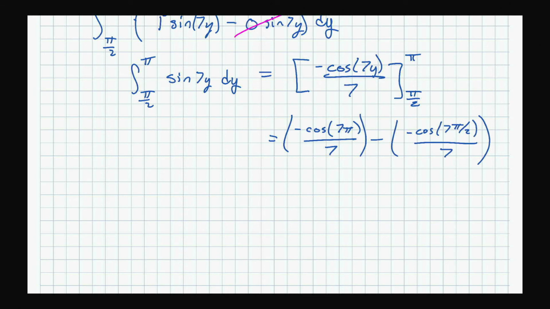So 7 pi is where pi is, right? Because it's an odd number. So 7 pi is where pi is. Cosine of pi is negative 1. So this is negative 1. So negative 1, which is 1. So 1/7 minus. And then 7 pi over 2, well, that's like 3.5 pi. So I don't know if it's where pi over 2 is or whether it's where 3 pi over 2 is, but it's an odd. And I know that then means it's going to be 0. So I think we do all this work and we get 1/7 for our answer here.